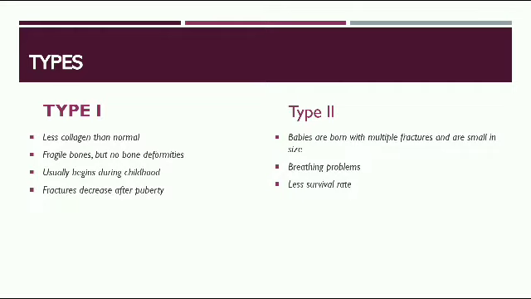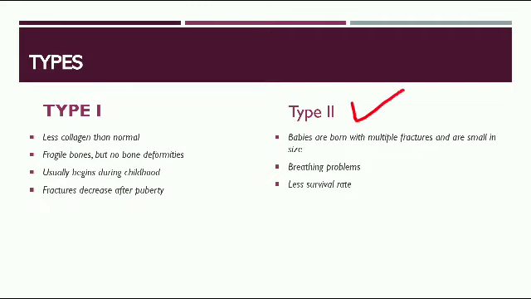As a result, the bones become fragile, but still there hasn't been any bone deformity. Yes, the bones are fragile, but still no bone deformities. And this disease, type 1 osteogenesis imperfecta, usually begins during childhood, and the fractures decrease after puberty. Once the child attains puberty, the frequency of the fractures that occur in the child decreases.